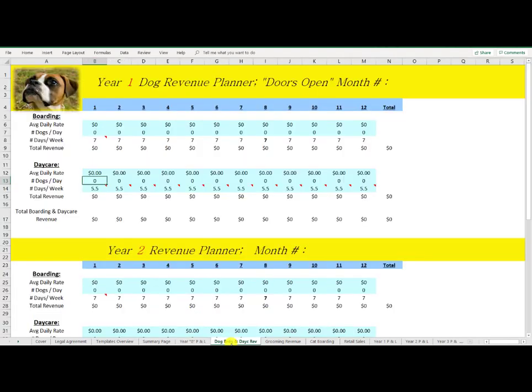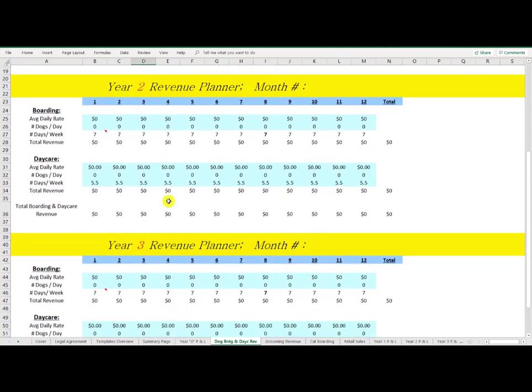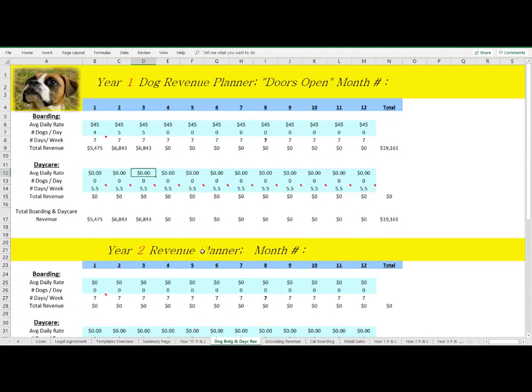Your revenue planners, everything comes zeroed out. Your inputs are always in blue. So it's as simple as, if you think your average rate is going to be $45 in boarding, you just put that in for the first year, and then you just simply put in how many dogs you're going to get a month, and all that's automatically calculated for you. Same thing for daycare, and the same thing for the 3 years of the financial plan.